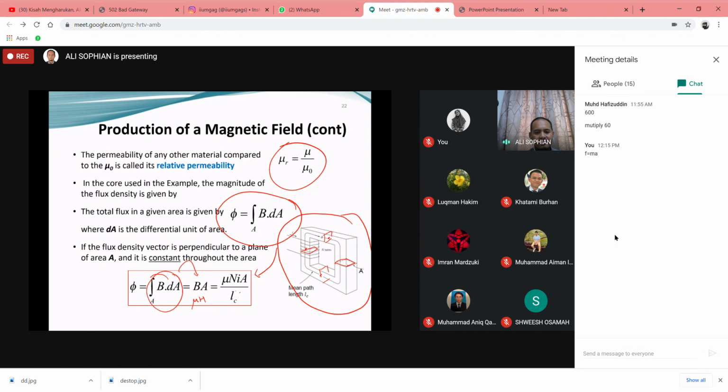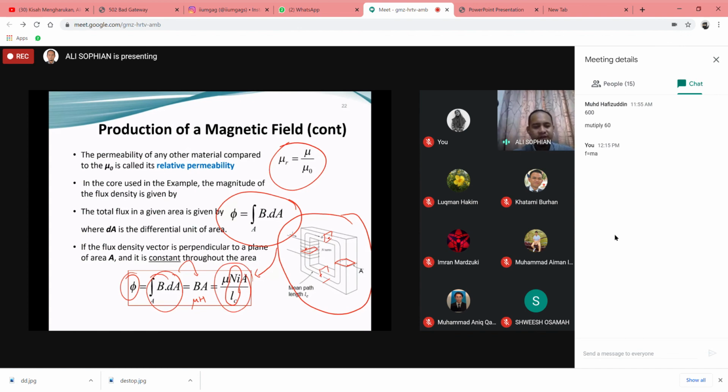Sorry, this is H, yeah? Ni, which is MMF, magnetomotive force, divided by LC. And therefore the flux, this pi is the symbol for flux, equals mu Ni A divided by LC. So all these parameters define our flux.